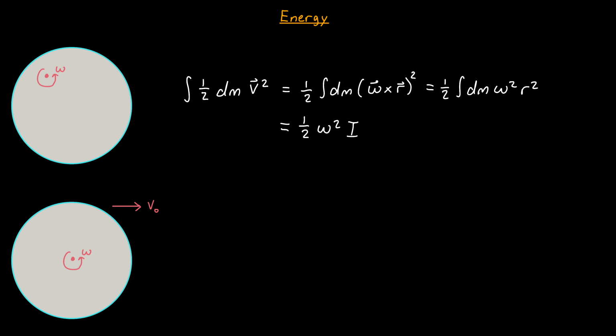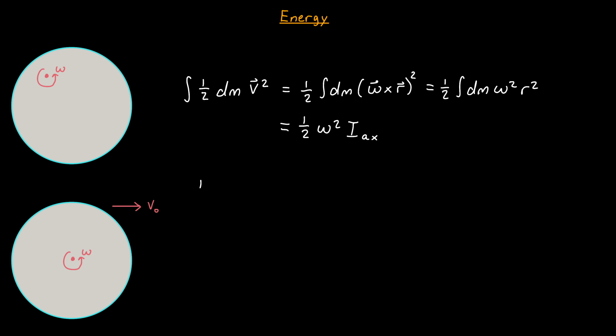And because r measures the distance from our axis in particular, we should label this moment of inertia to clarify that it's the moment of inertia relative to that axis. So we've recovered the 1/2 I omega squared that we originally saw at the beginning of this video. But what happens in this second case when we also have translational motion on top of rotational motion?